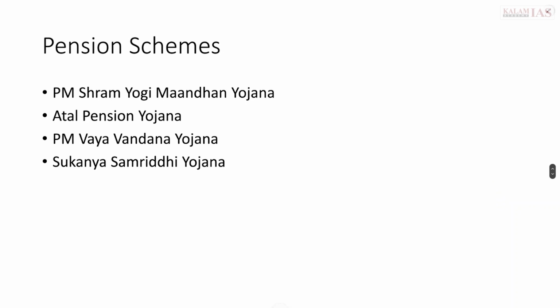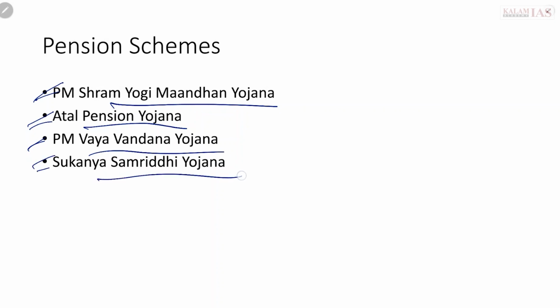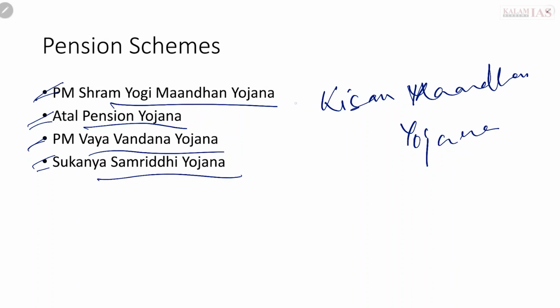Now we come to some of the pension schemes for the government. We will be discussing the PM Shram Yogi Mandhan Yojana, the Atal Pension Yojana, the PM Vaya Vandana Yojana, and the Sukanya Samriddhi Yojana. We will be discussing all of these. I will also be giving you a brief of the Kisan Mandhan Yojana. Although you will see that the provisions are completely the same with PM Shram Yogi Mandhan Yojana, which is why I am not covering it separately. I am only going to give a brief of it in the same slides. Alright.